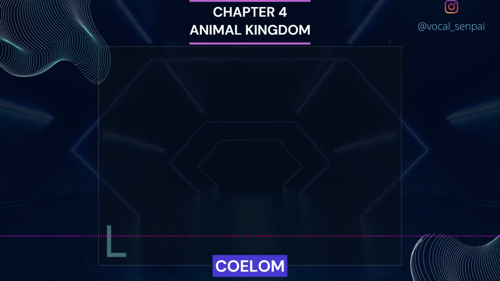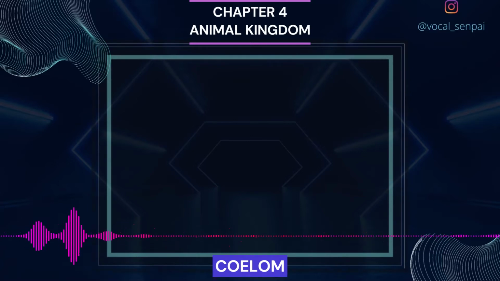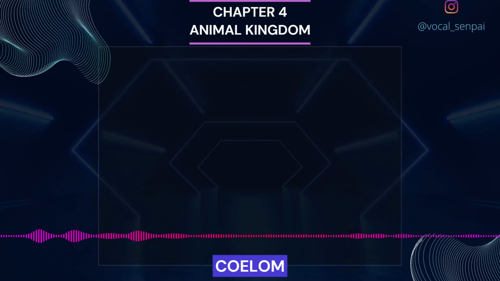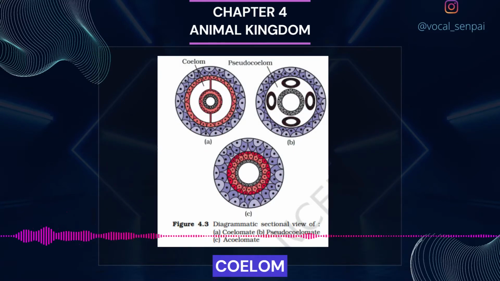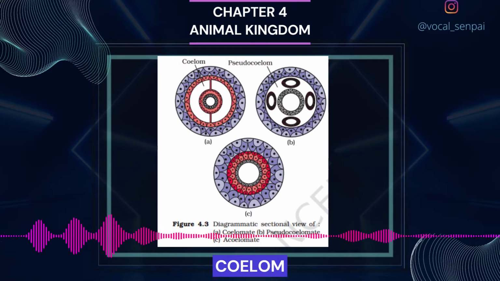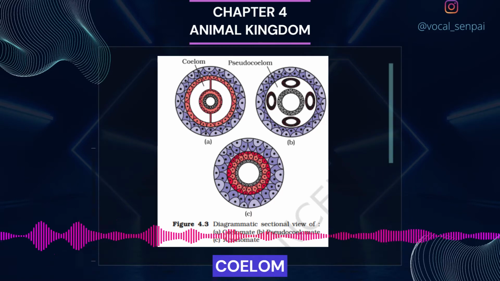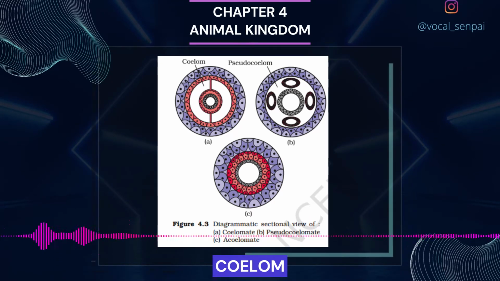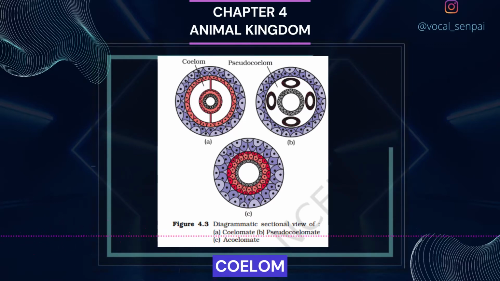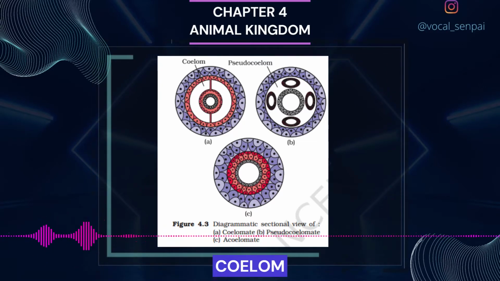Coelom. Presence or absence of a cavity between the body wall and the gut wall is very important in classification. The body cavity, which is lined by mesoderm, is called coelom. Animals possessing coelom are called coelomates, example, annelids, molluscs, arthropods, echinoderms, hemichordates and chordates, figure 4.3a.